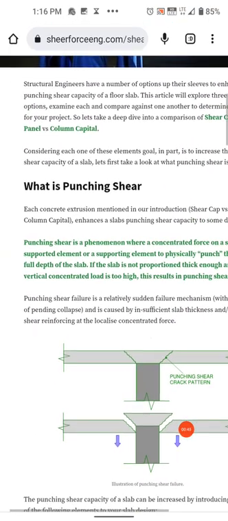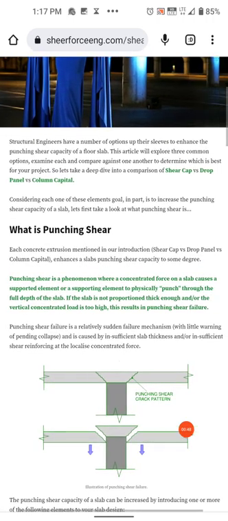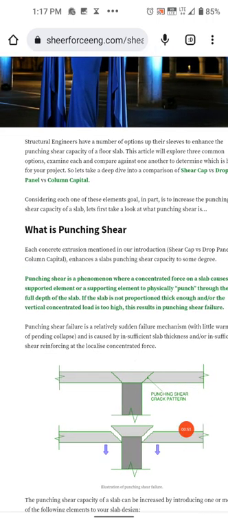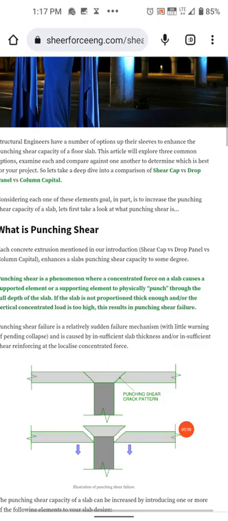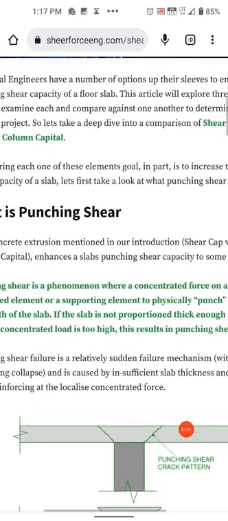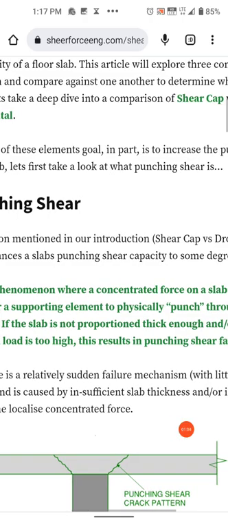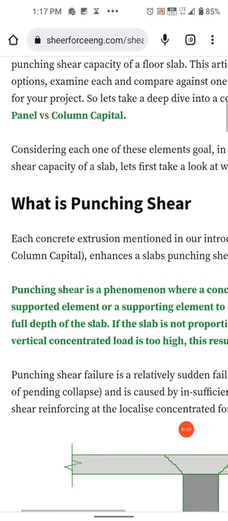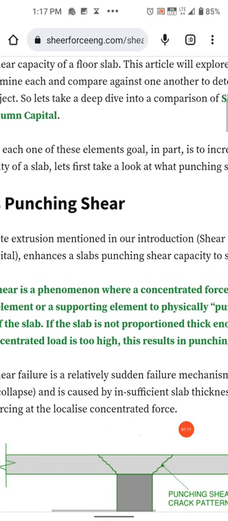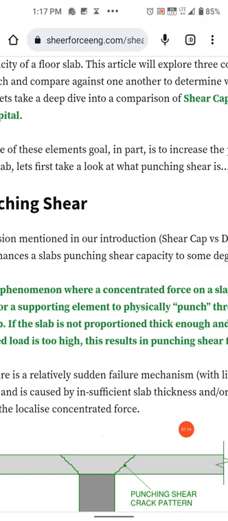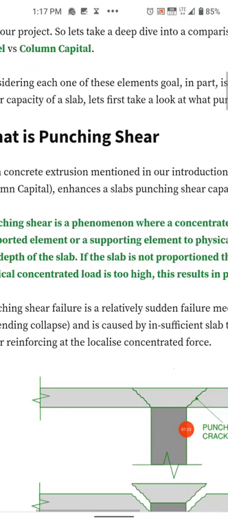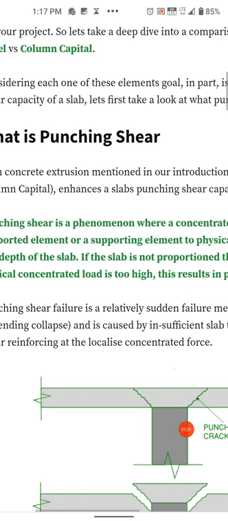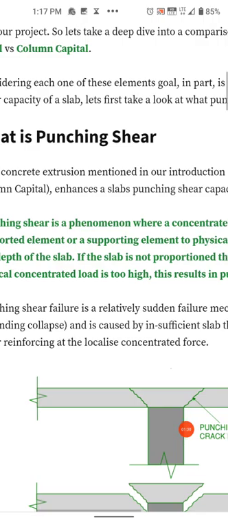What is punching shear? Right here, the article. Let me zoom out a bit. Each concrete extrusion mentioned in our introduction, shear cap versus drop panel, enhances a slab's punching shear capacity to some degree. Sorry, I'm reading from my phone, so I have to squint a bit. That's a bit of a diversion. Punching shear is a phenomenon.